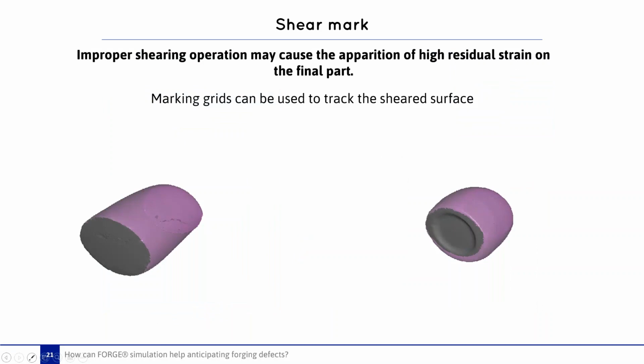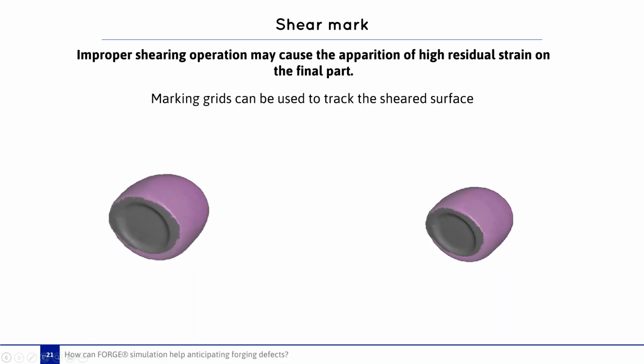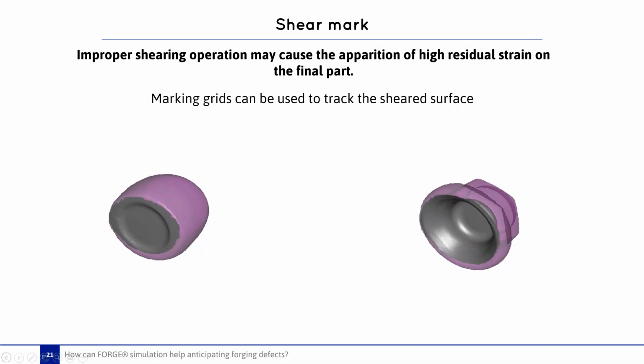To check if the shearing operation caused the appearance of a high residual stress on the final part, we have the possibility to use the marking grid to track the sheared surface. In this example, the sheared surface was tracked by defining a marking grid in gray, like we see here on this image. We see the evolution of the sheared surface during the upsetting operation. And here we see the evolution of the sheared surface during the blocker stage.